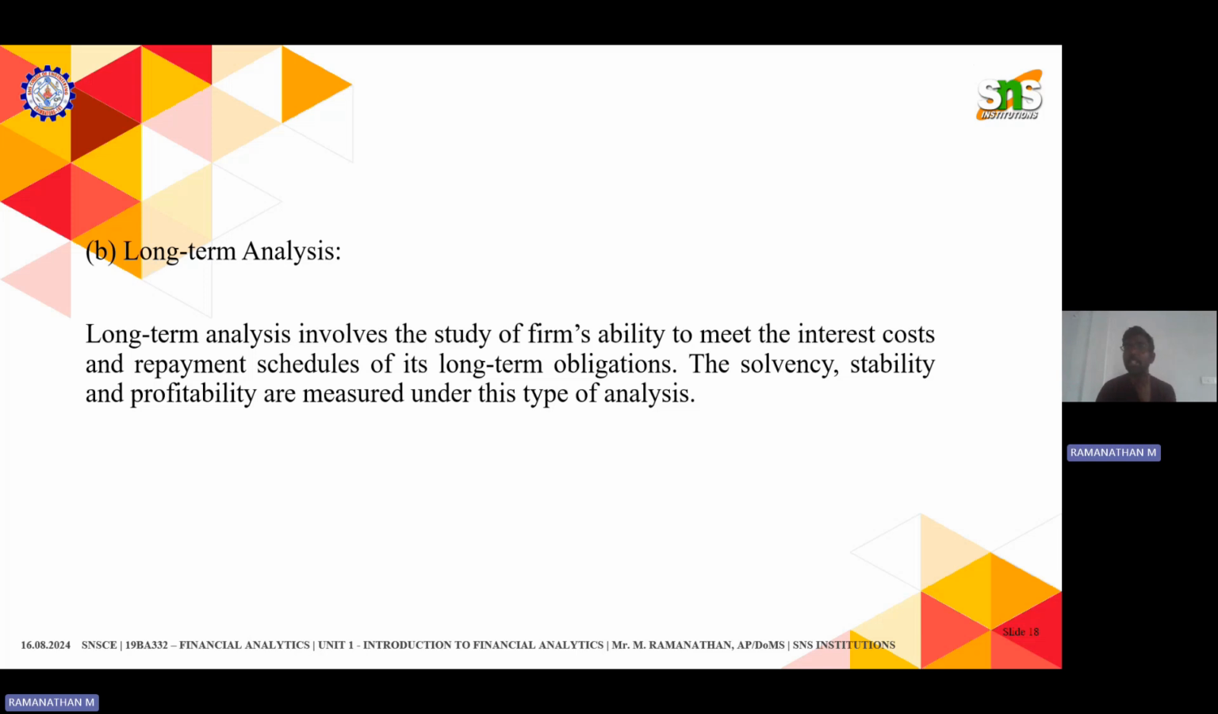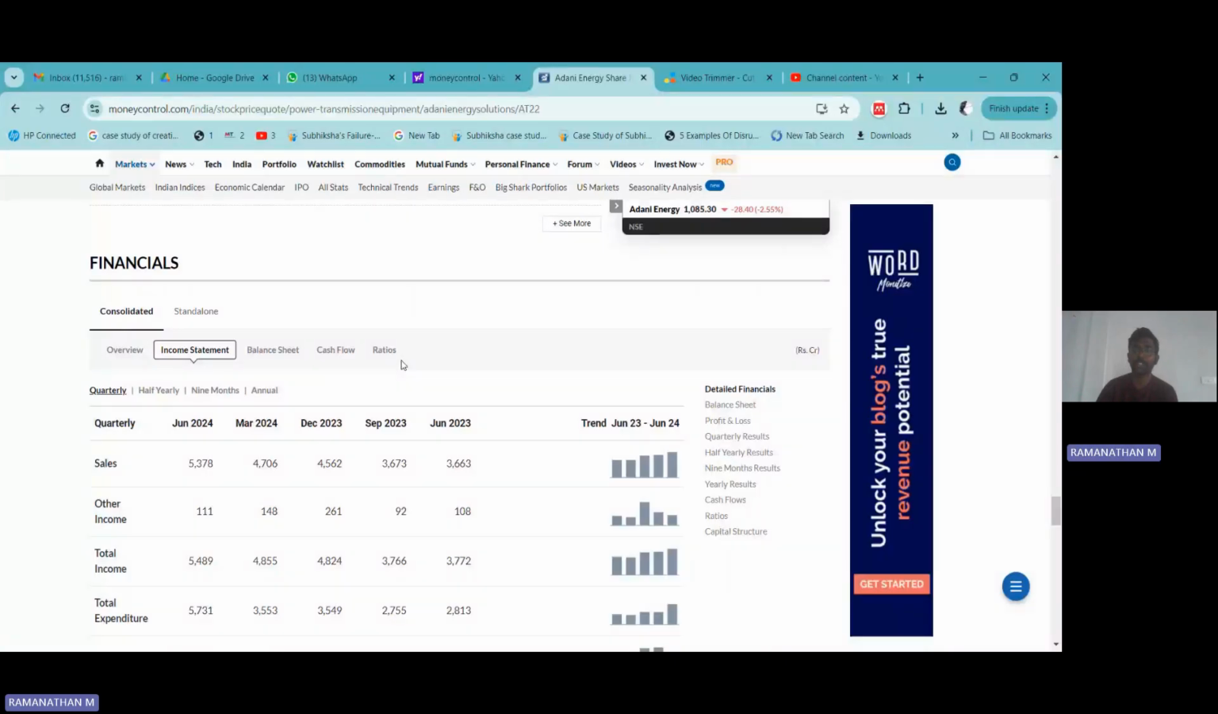If I show it in terms of things, you have to focus on the balance sheet, the cash flow statement, as well as the income statement. So let me show, so that you will be aware of what things you want to look into for short-term analysis, and what things to look into when it comes to long-term finance. I have opened Money Control, which is an app as well as an official website of financial news.